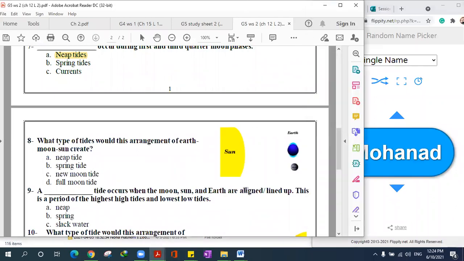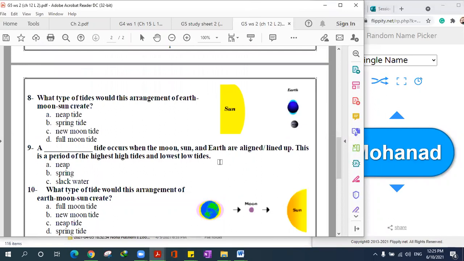Muhannad? Here. Yes, Muhannad. Number 8. It says, what type of tides would this arrangement of Earth, Moon, Sun create? So you have the moon down there. This is the Earth and this is the sun. What do you think this is? Is it neap tide, spring tide? Neap tide. Yes, neap tide, because they are not on one line. Thank you so much, Muhannad.